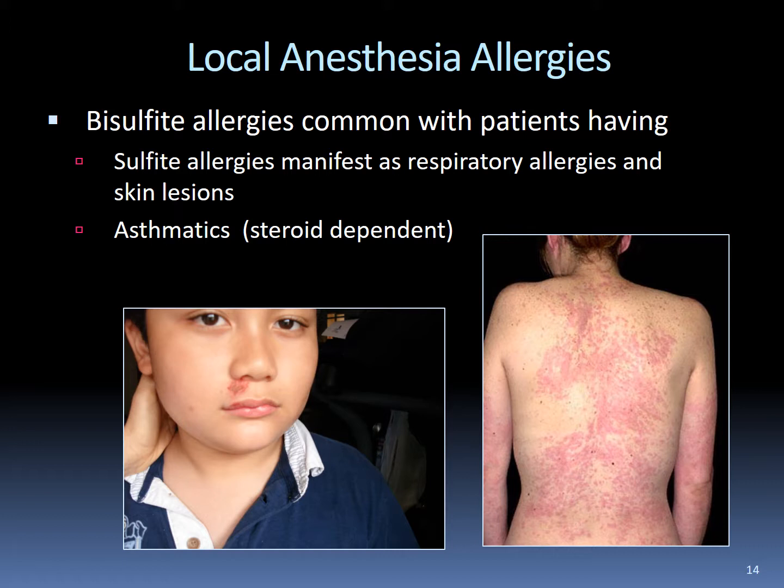The choice of drug that we will end up selecting for local anesthesia for patients with these types of allergies would be those drugs that do not contain any vasoconstrictors. They will be our plain local anesthetic agents.